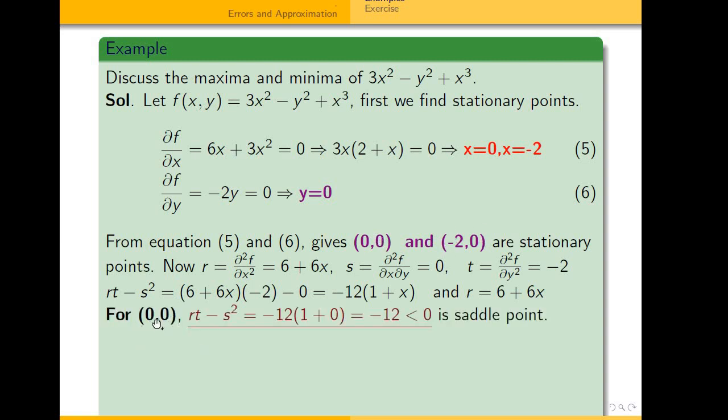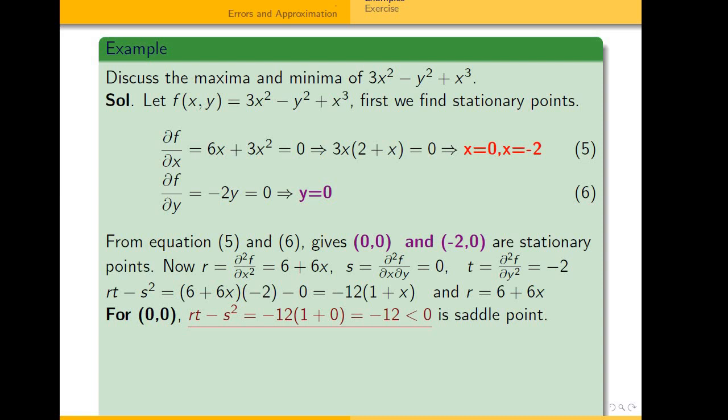For the first point, I am taking 0. Now rt minus s square: I am putting x is equal to 0. Then we will get minus 12 into 1 plus 0, which is minus 12, and this is less than 0. We know that if this is less than 0, then we do not consider r. This is a saddle point, neither maxima nor minima. This means at the origin, the point (0, 0), our function has a saddle point.